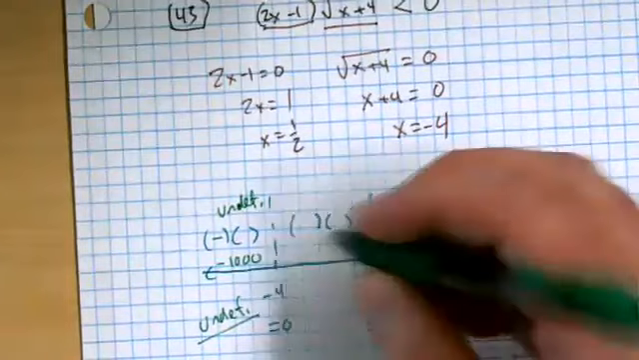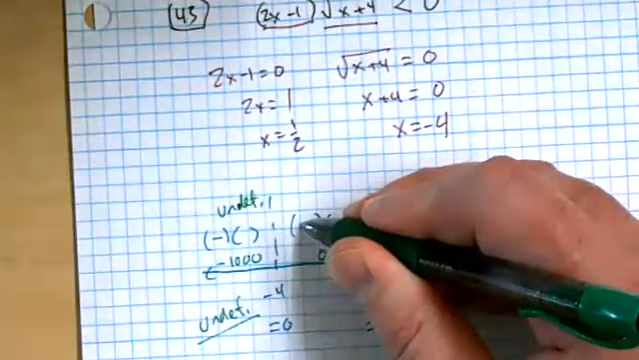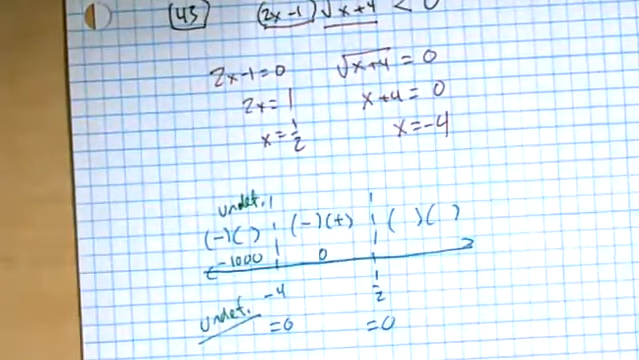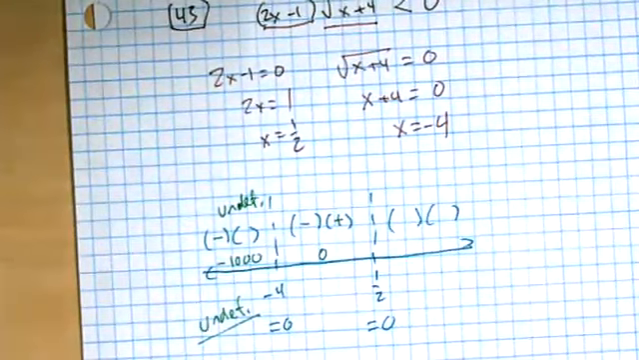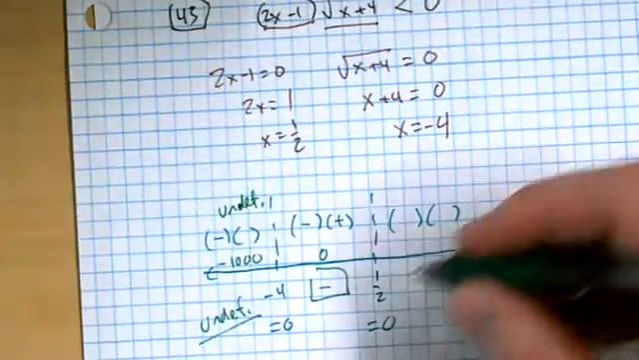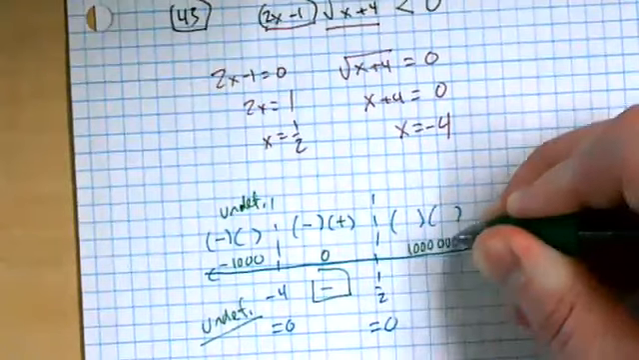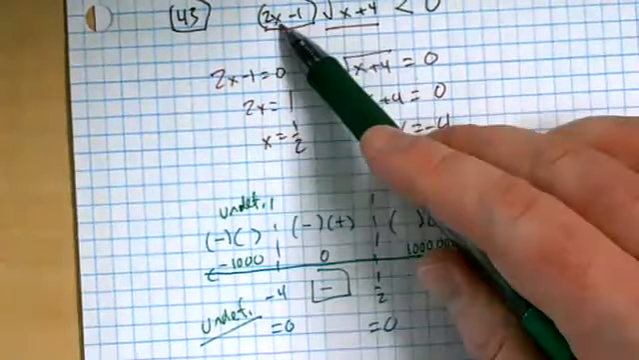Between -4 and 1/2, I'd probably go with 0. That would give us a negative here and a positive here. Negative. And bigger than 1/2, that would be a positive.